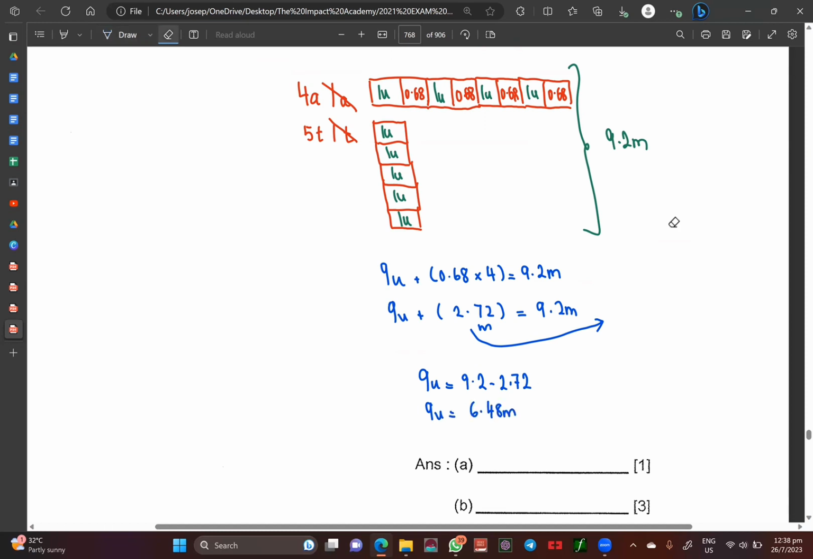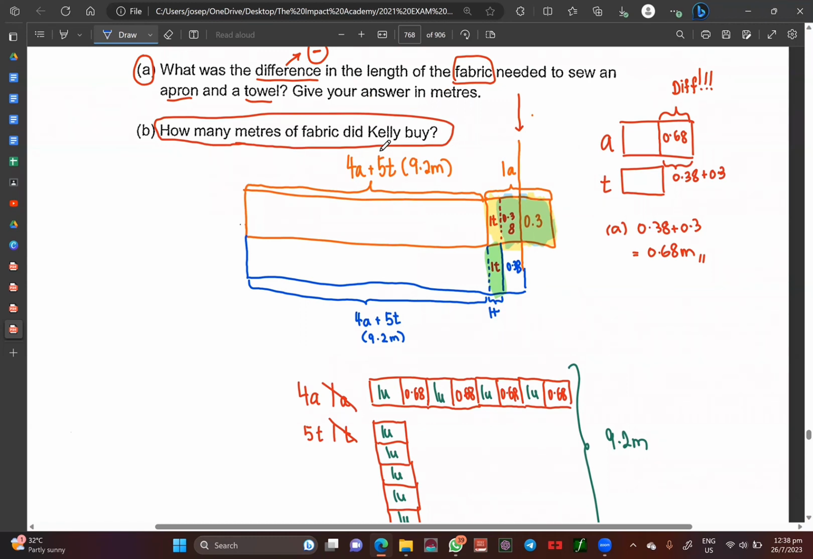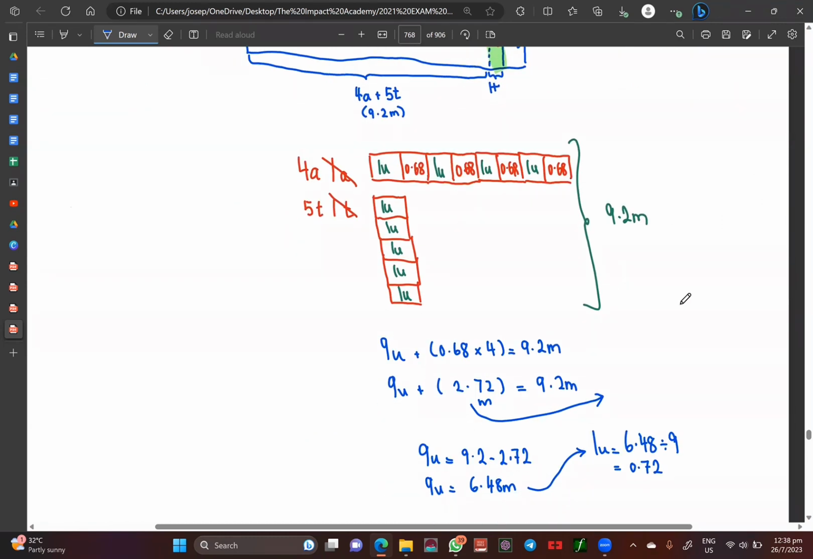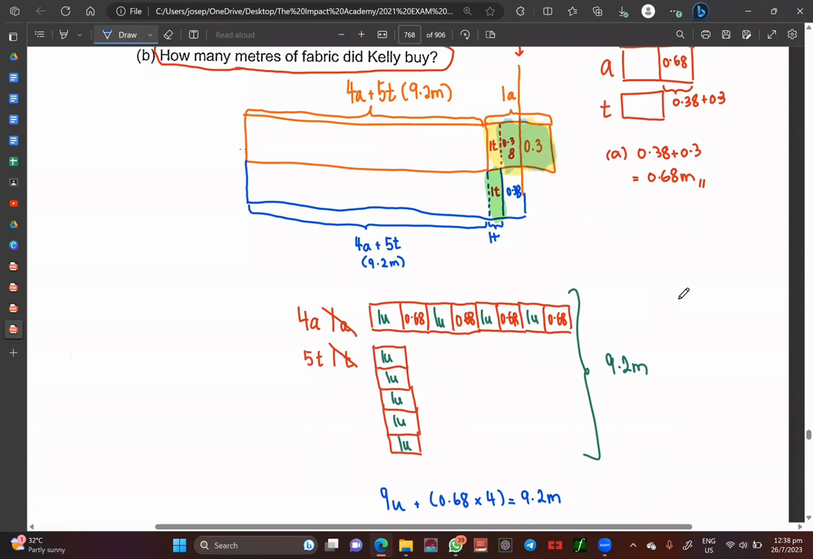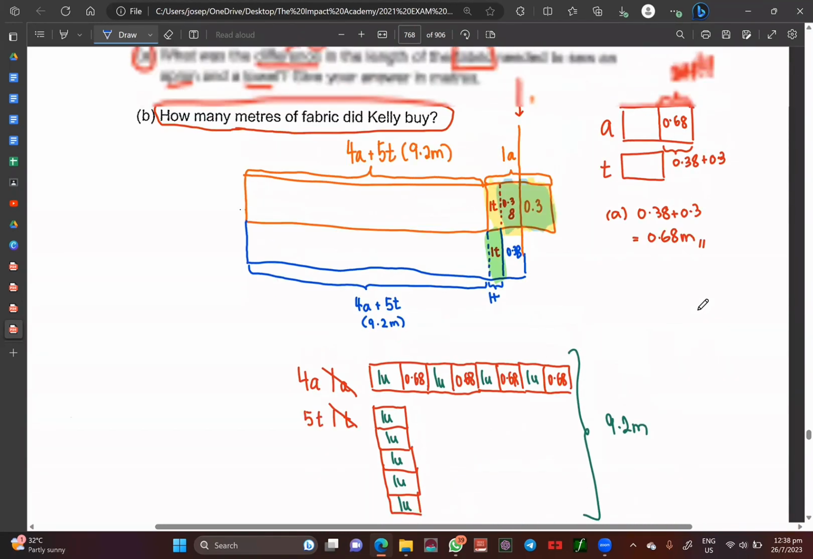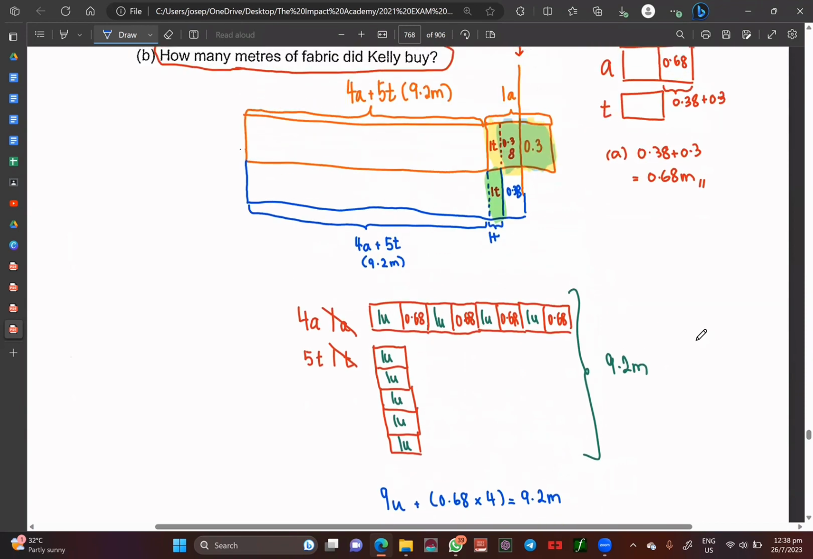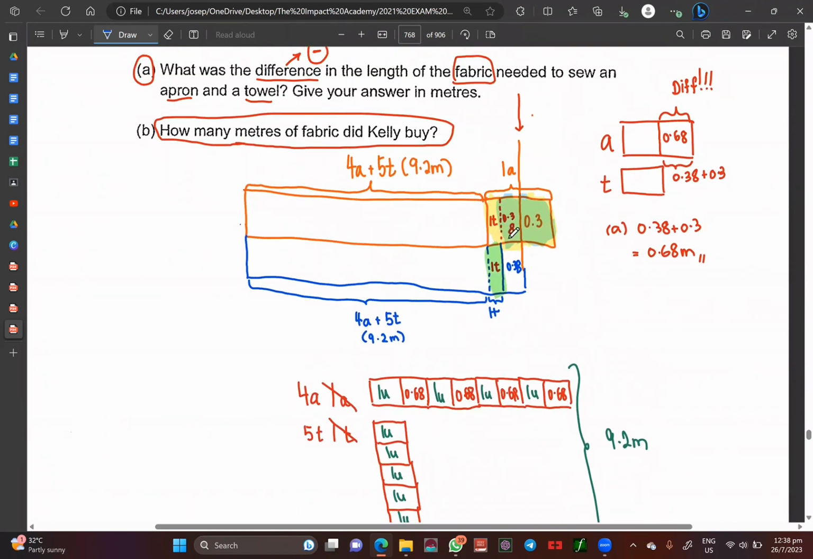Okay. Then we definitely remember, just now I said from the very beginning that we want to find 1 unit. So 6.48 divided by 9, we get an answer of 0.72. True? Now the question: how many meters of fabric did Kelly buy? We know how to find the meters of fabric. Agree so far? How do we find the meters of fabric? Remember, I have to stop here.